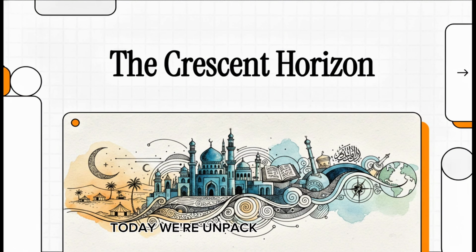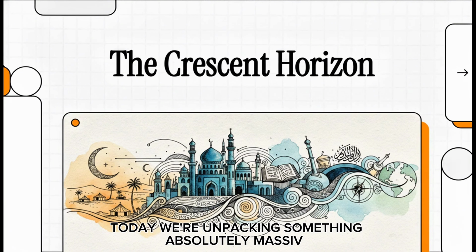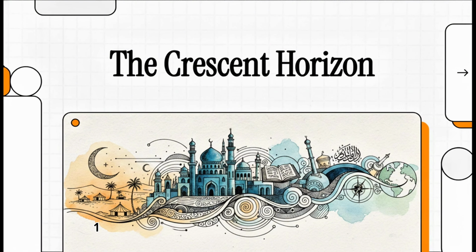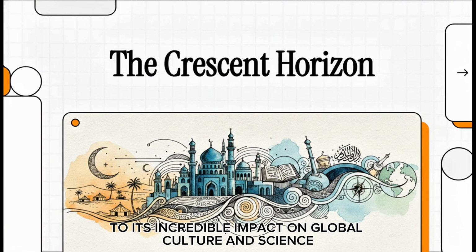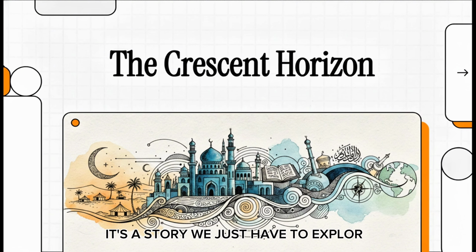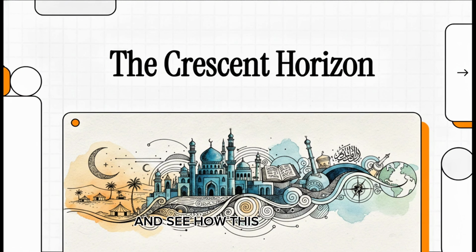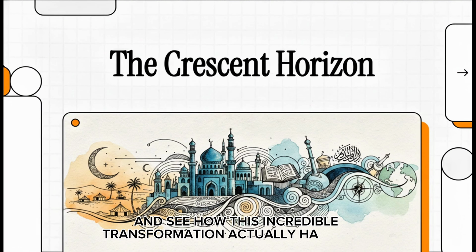Today, we're unpacking something absolutely massive. We're looking at a monumental 1,400-year history that literally wired the modern global society we live in today, Islamic civilization. I mean, think about it. From its origins in the harsh Arabian desert to its incredible impact on global culture and science, it's a story we just have to explore. So let's dive right in and see how this incredible transformation actually happened.